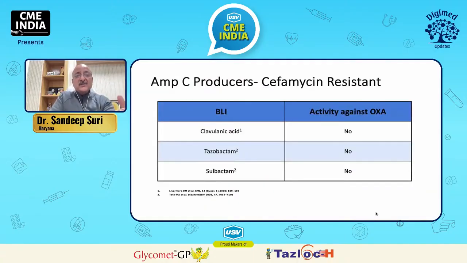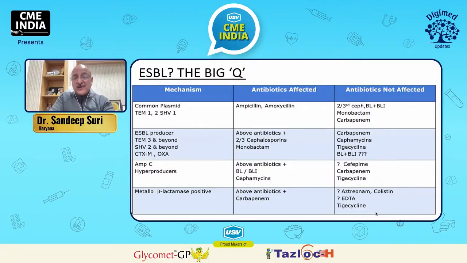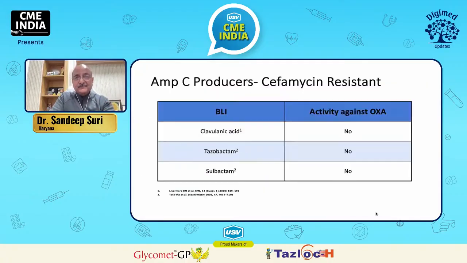So in a patient who has an AmpC producer, ceftriaxone resistance will be reported to you. So here, nothing like clavulanic acid, tazobactam, sulbactam, all BLI will not be effective. What will be effective? Maybe carbapenems, or you will be requiring aztreonam, colistin, tigecycline. That will be the only requirement here.